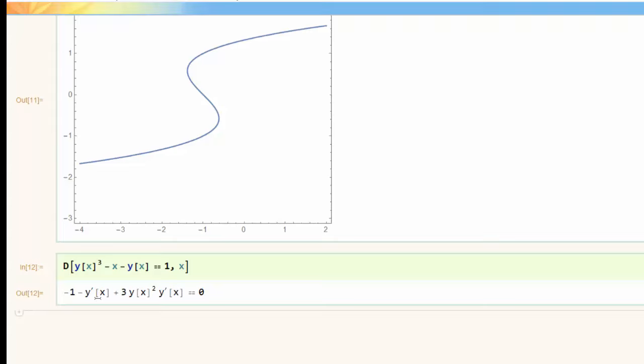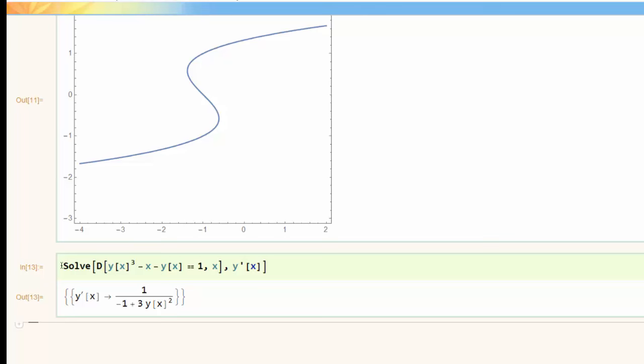Now what I like to do is solve for this y prime piece. I can just wrap my Solve command right around this derivative command, and I'm solving for y prime of x. When I run that, now I have an explicit formula for dy/dx. It is this right here. If I plug in any value for y, I should be able to find the slope of the tangent line at that location on the curve.